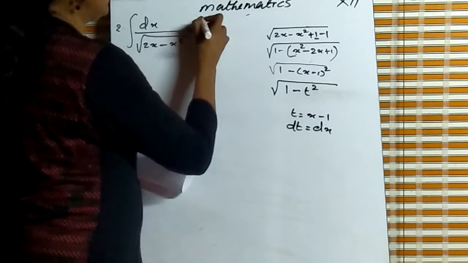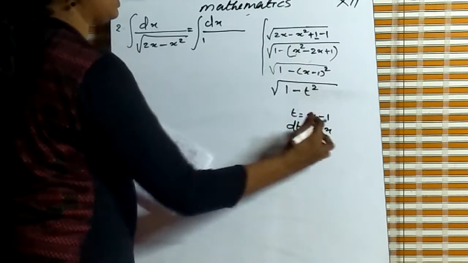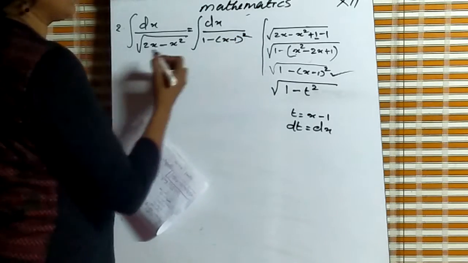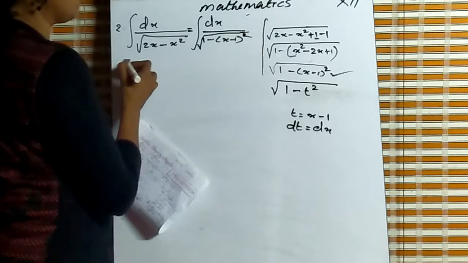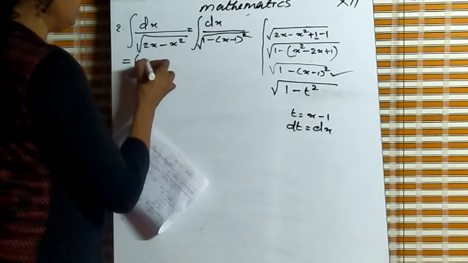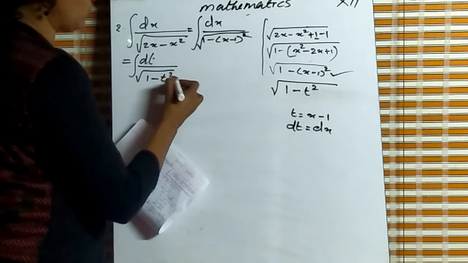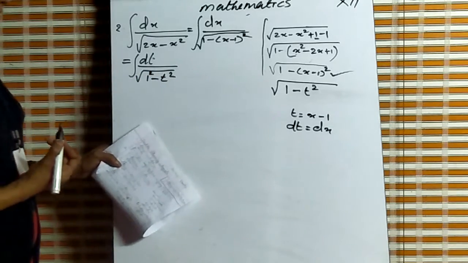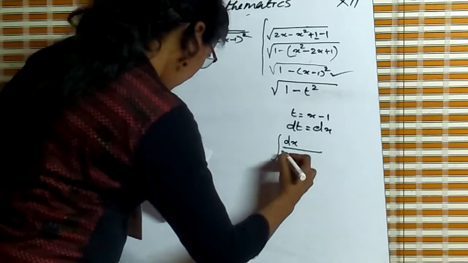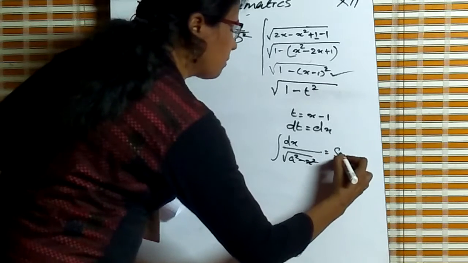Now listen, integral dx by this step, these are the side work, the main step: integral dx by square root of 1 minus x minus 1 whole square. Now we put x minus 1 is equal to t and dt is equal to dx, integral dt by square root of 1 minus t square. 1 means 1 square minus t square. We have the formula integral dx by square root of a square minus x square is equal to sin inverse x by a plus c.